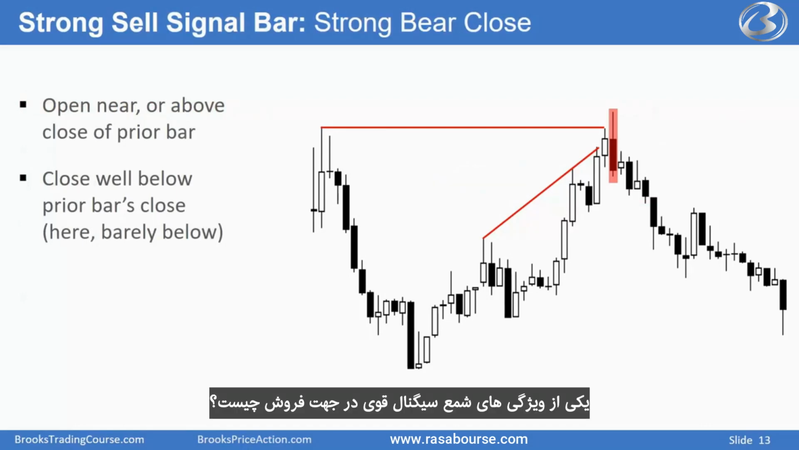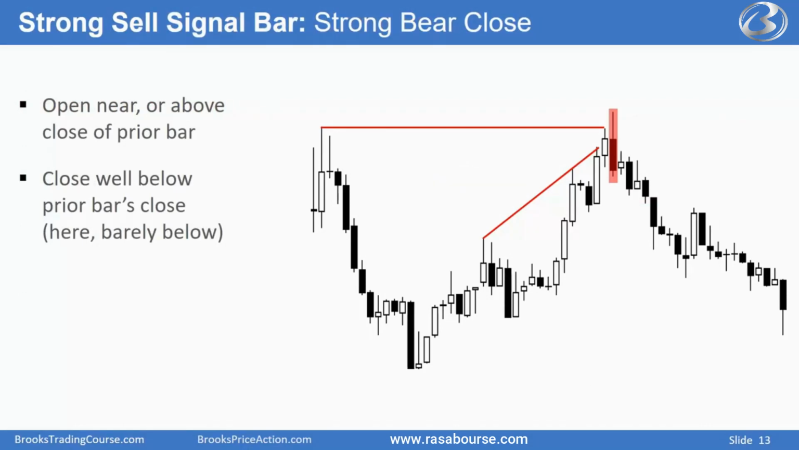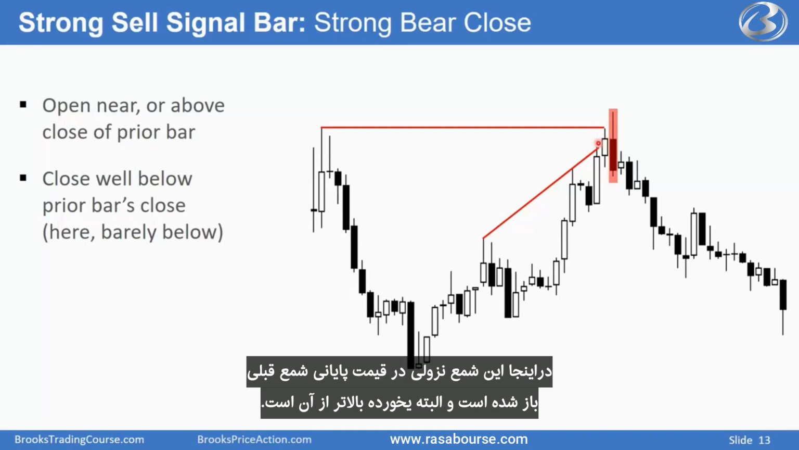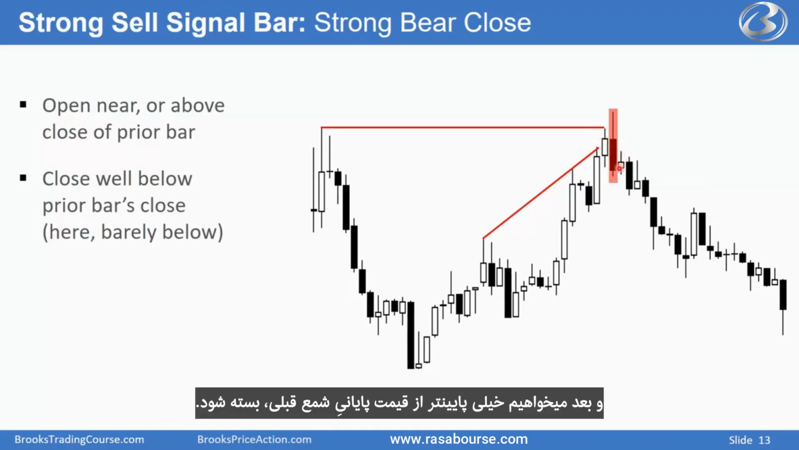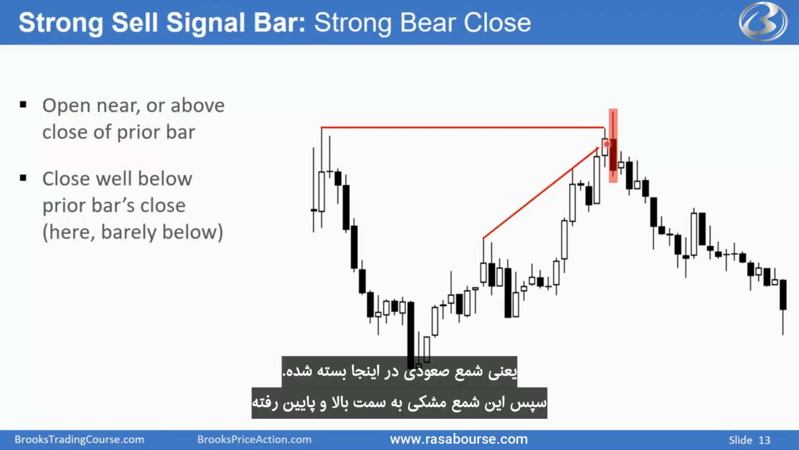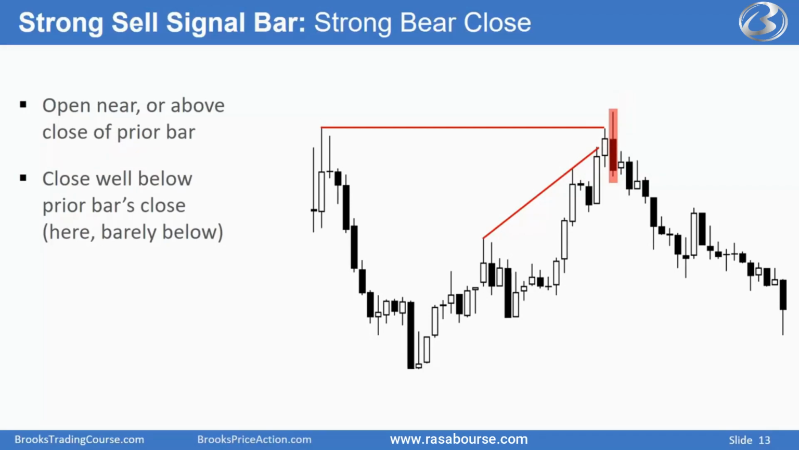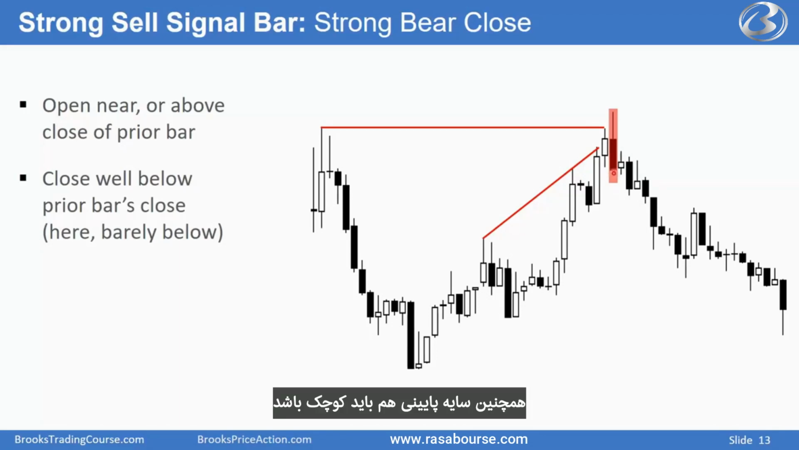What are the components of a strong sell signal bar? Well, you want an open at or above the close of the prior bar. Here we're opening at, maybe slightly above, the close of that bar. And you want a close well below the close of that bar. You want the market to close over here, trade up, and then trade down well below the close of the prior bar. And you also want a small or non-existent tail on the bottom. You want the bar to be closing on its low.